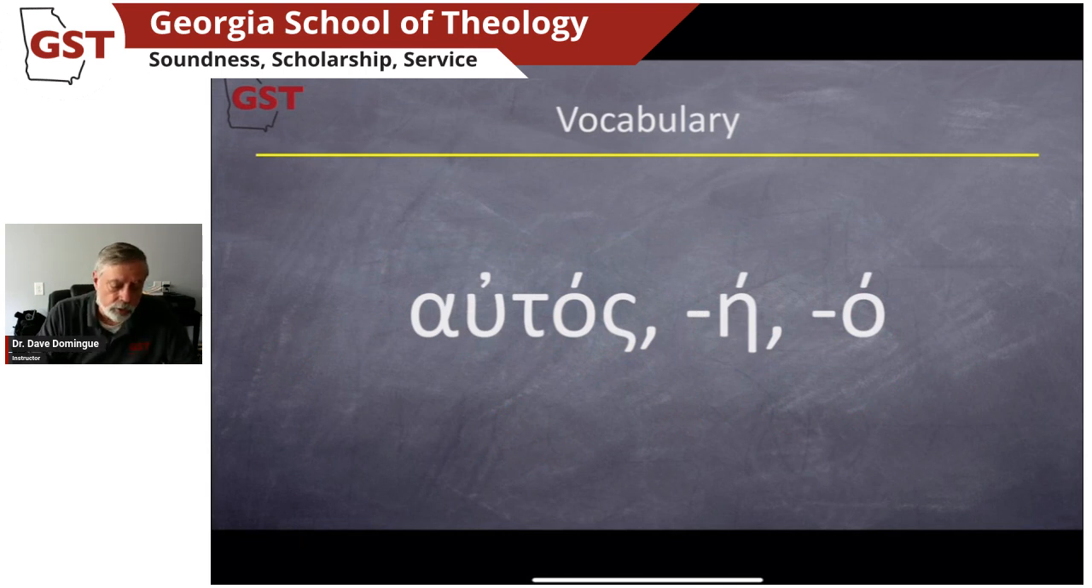Autos, meaning he, she, or it. Here's our masculine, that is he. Here's our feminine, right? So aute, that's feminine. Auto, that's neuter, excuse me. So it's he, she is feminine, neuter, it, right? He, she, it. Okay, so that's it for now anyway.